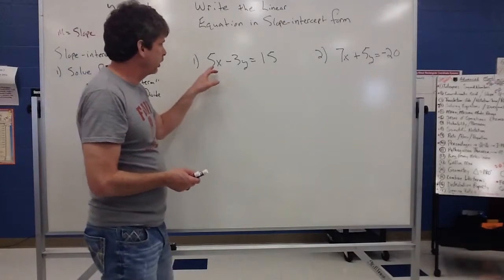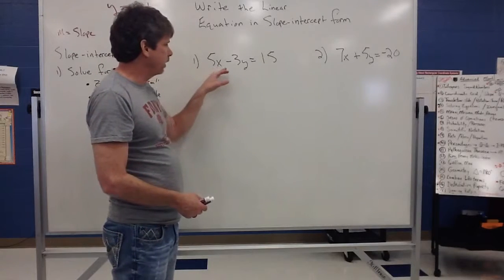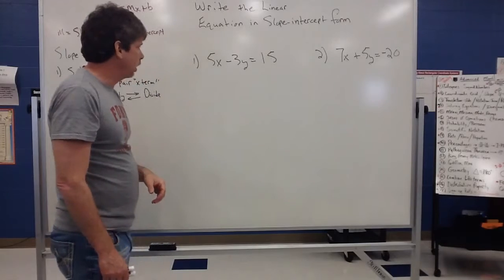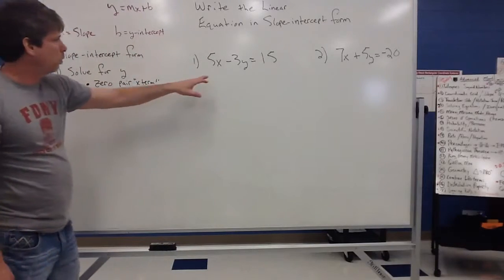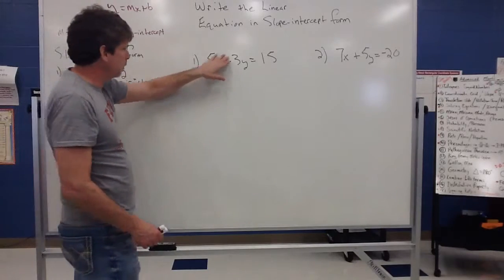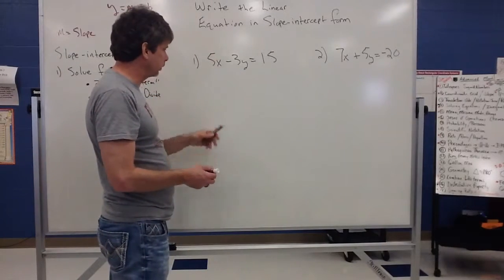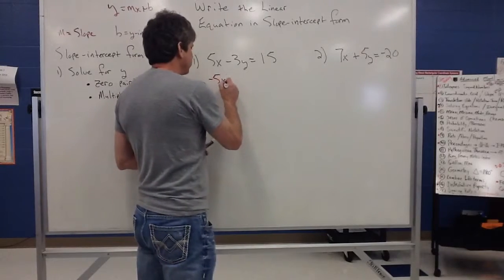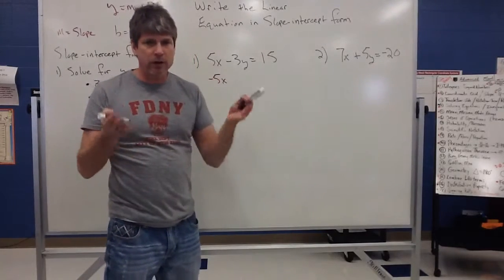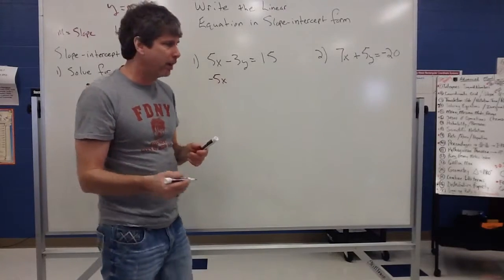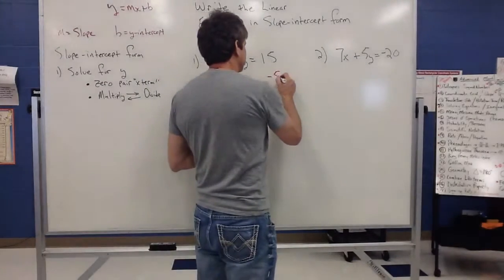So let's look at this first linear equation. I have 5x minus 3y is equal to 15. Again, our method to get y by itself is to first zero pair the x term. So I want to make this term zero out. Since it's a positive 5x, we want to use a negative 5x there. But remember, since this is an equation, to keep it balanced, we want to also put that negative 5x on this other side.